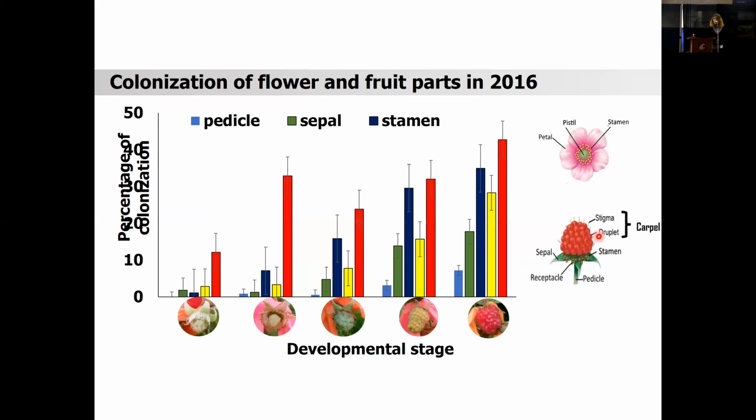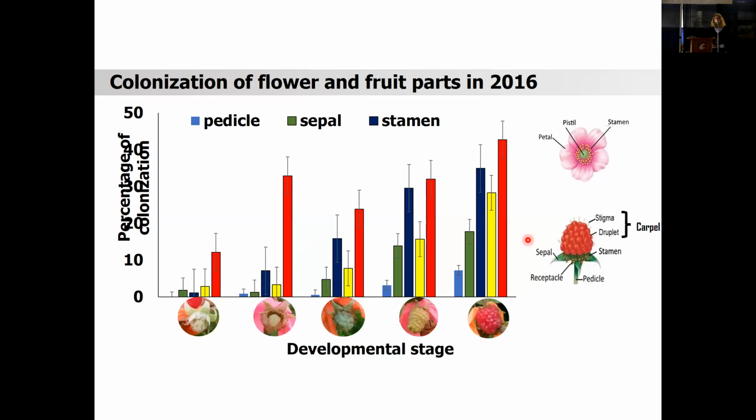If you look at the results of colonization of different organs or morphological parts of flowers and fruit, again, on the x-axis you see our developmental stages, starting from open flowers to ripe fruit, and on the y-axis, the percent of samples that were colonized by the fungus at each morphological part for each of these stages. First of all, if you look at the red bars, the most frequently colonized organ was the carpel, among all stages, from flowers all the way to ripe fruit.